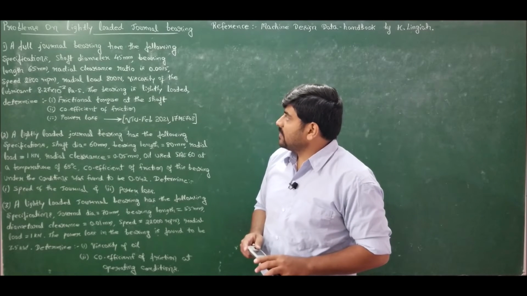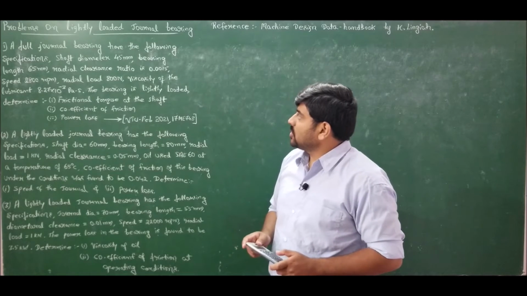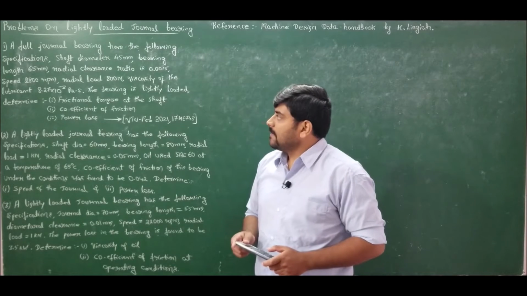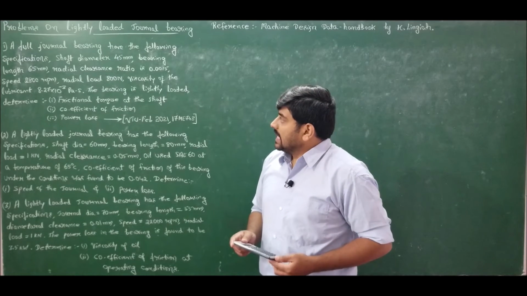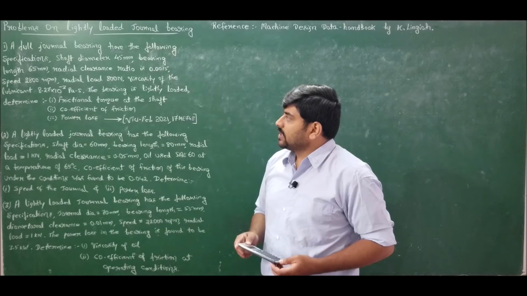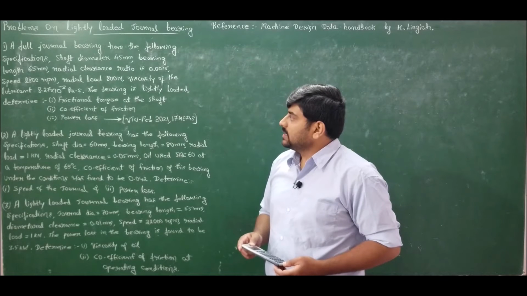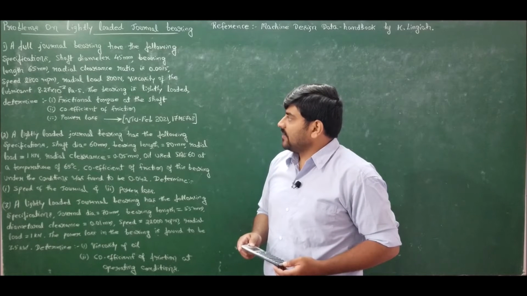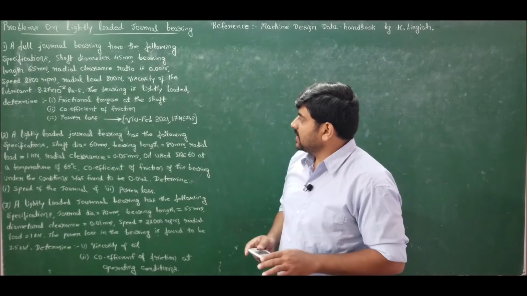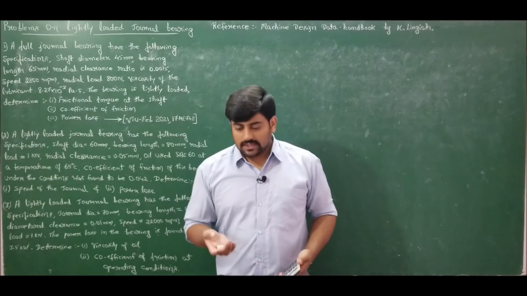Shaft diameter is 45 mm, bearing length is 65 mm, radial clearance ratio is 0.0015, speed is 2800 rpm, that is journal speed. Radial load is 800 Newton. Viscosity of the lubricant is 8.27 × 10^-3 Pa·s. The bearing is lightly loaded. Determine frictional torque at the shaft, coefficient of friction, and power loss. This question was asked in the VTU examination in the year 2021. Let us solve this problem.